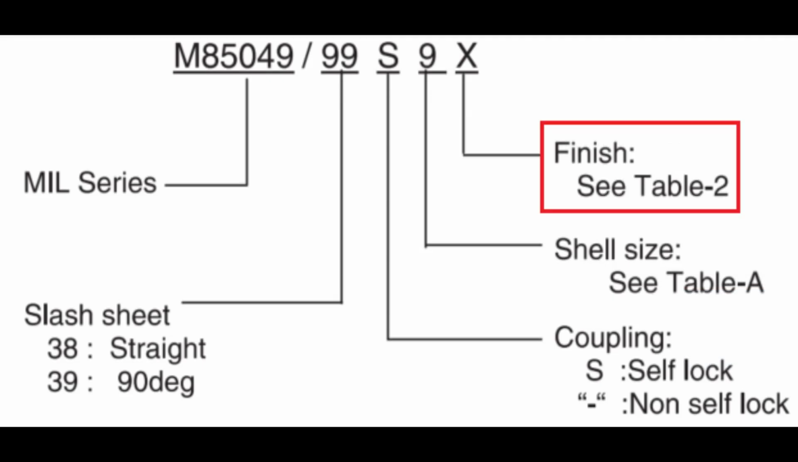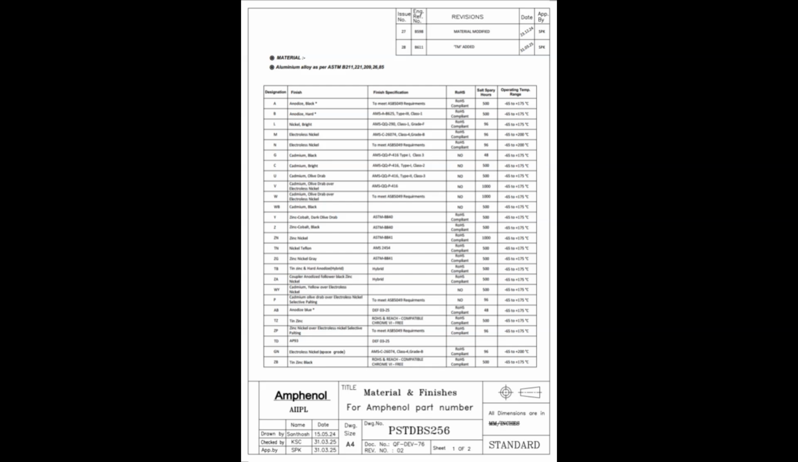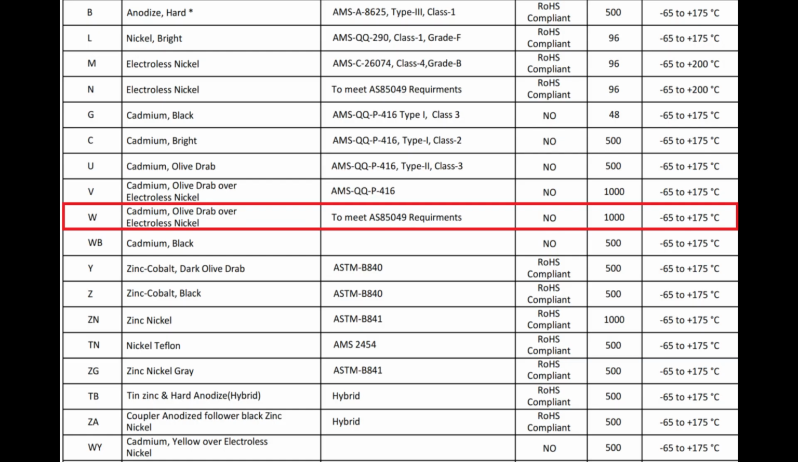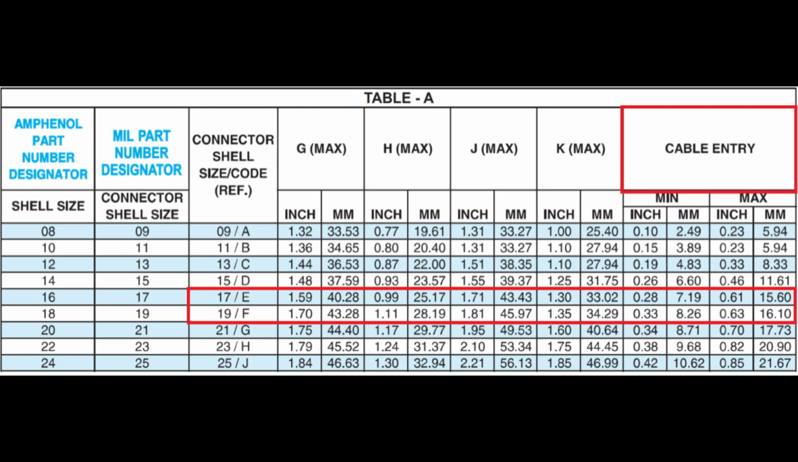Now, you'll notice the final character in the part number refers to Table 2. However, this table is not included in the current documents. Instead, you'll need to consult Amphenol's Materials and Finishes document, identified as PSTBS 256, for that information. Let's go back to page 6 and look at the cable entry sizes. For shell size E, the maximum cable entry is 15.60 mm. For shell size F, the maximum is 16.10 mm.